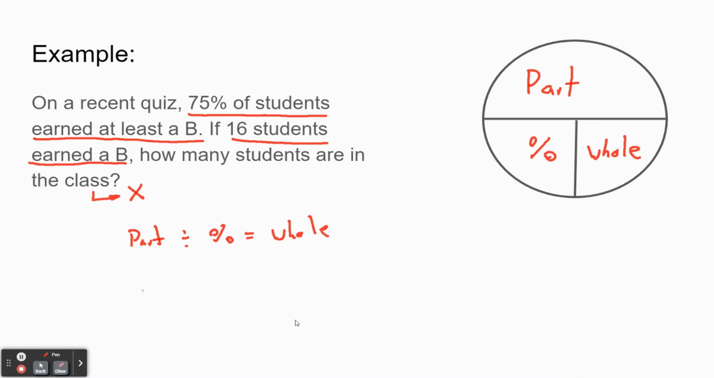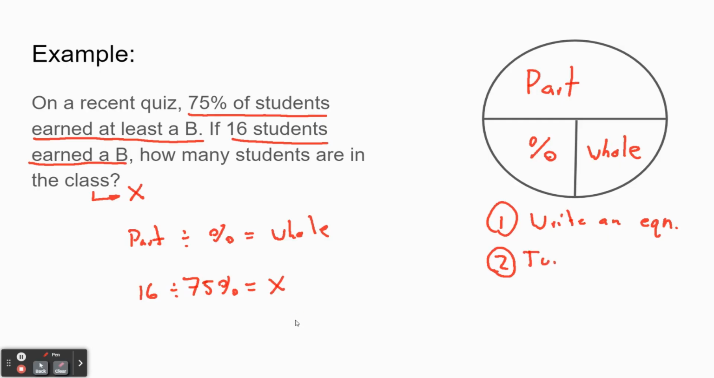So we can start writing this out. 16 divided by 75% is equal to x. That's a good start. That can be step 1. Step 1 is write an equation. I would suggest writing an equation for this just to make sure that you know which operation you're doing.